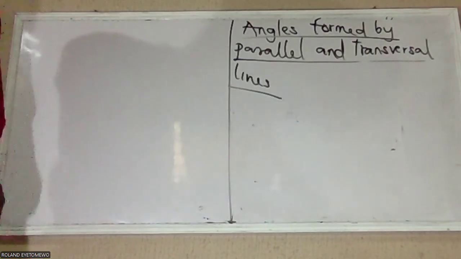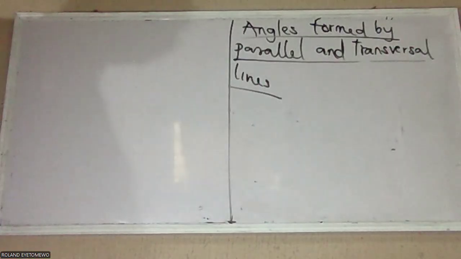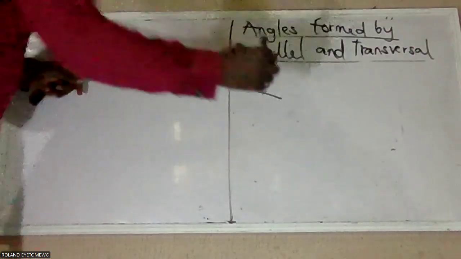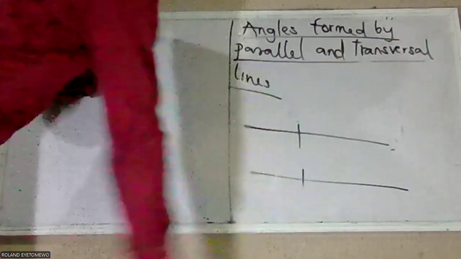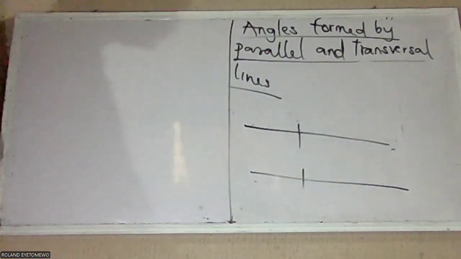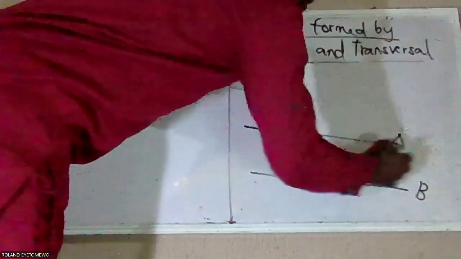Today, we're looking at angles formed by parallel and transversal lines. What are parallel lines? Parallel lines are lines that will never meet each other, no matter how much they are extended. These lines are parallel. They will never meet each other, no matter how far you extend them.